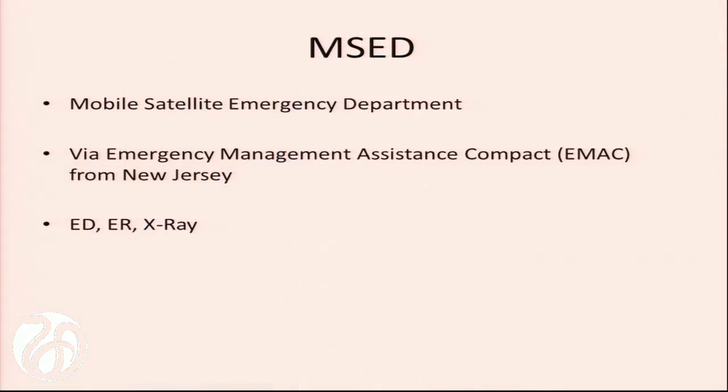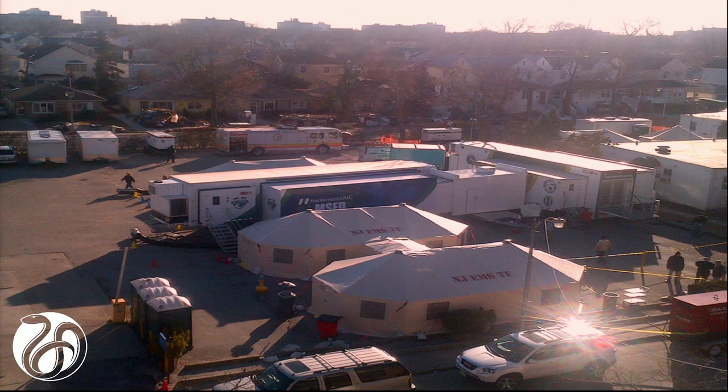The mobile medical facilities were in New Jersey. A Mobile Satellite Emergency Department was brought to Long Beach, New York, where they were needed, along with federal medical stations as well. There was a mobile satellite emergency department set up, and I'll show you a picture of that, which provided emergency care and x-rays. This is a picture of one of those that was set up in a parking lot at the time of the storm.